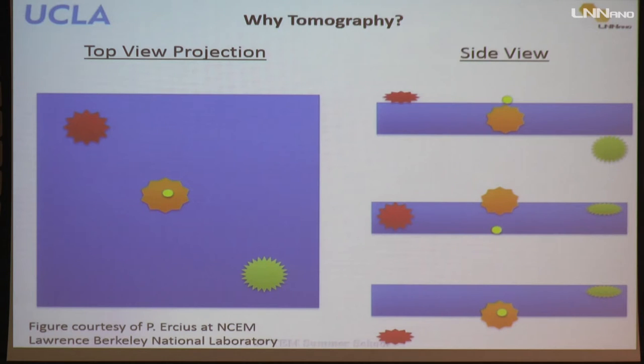Very experienced microscopists may be able to figure out the depth information by tuning the defocus, but that's really difficult, especially when the depth difference is very small. So we need tomography to exactly get the 3D structures.